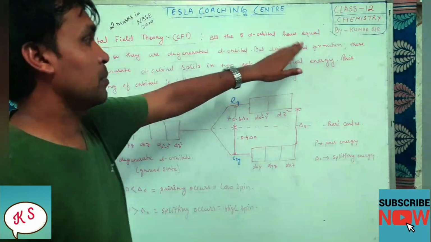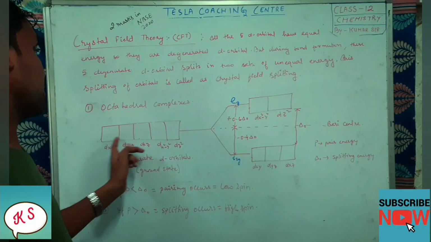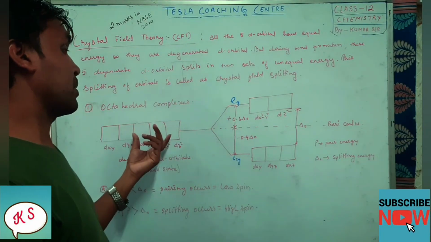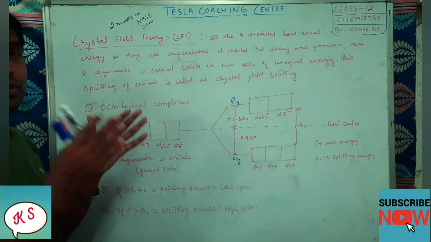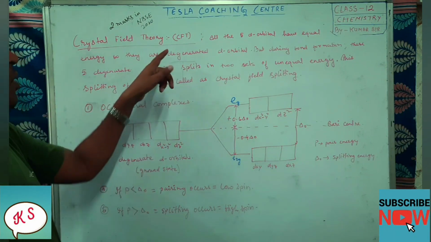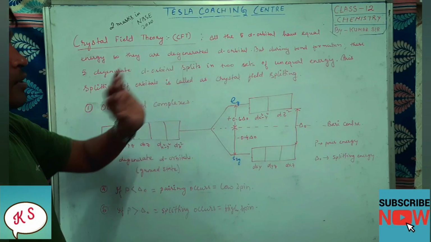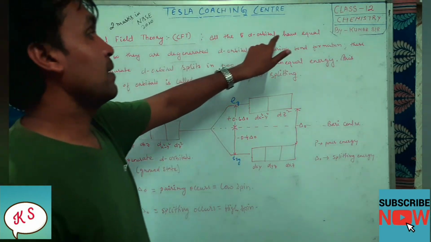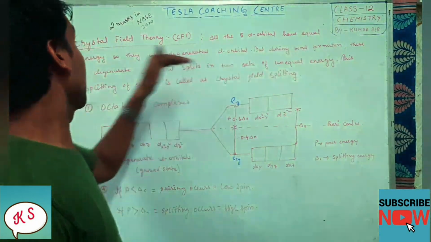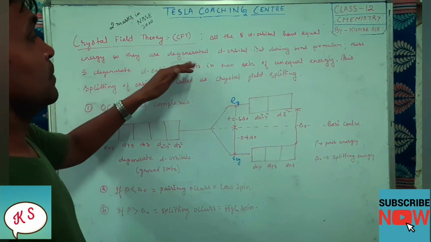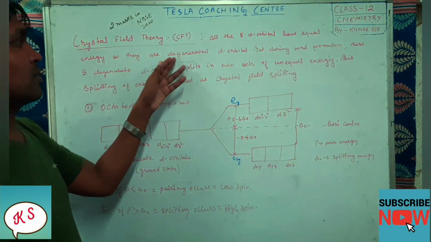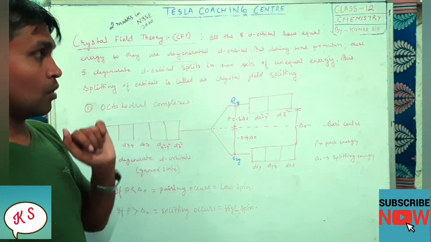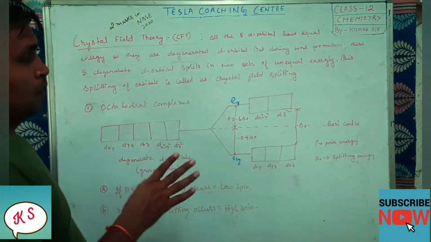Let us try to recall our class 11 things. All the 5 d orbitals have equal energy. Those orbitals which have the same energy, we call them what? Degenerate d orbitals. So all the 5 d orbitals have equal energy, so they are called degenerate d orbitals.